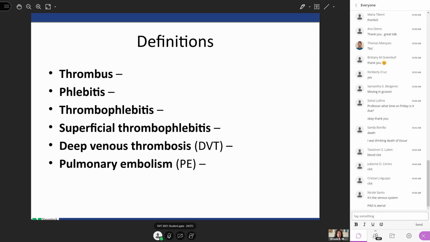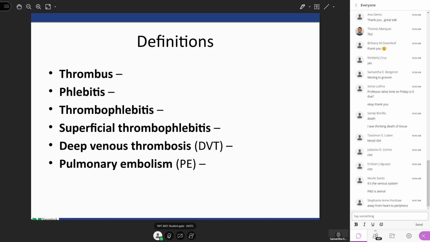Let's just go back to the definitions. I'm getting ahead of myself. So a thrombus is a clot, and it can be in a vein or an artery. Now remember, the arterial system, the arteries, which way do they go? Do they go to, well, you tell me, where do they go? Artery away, and vein is to.